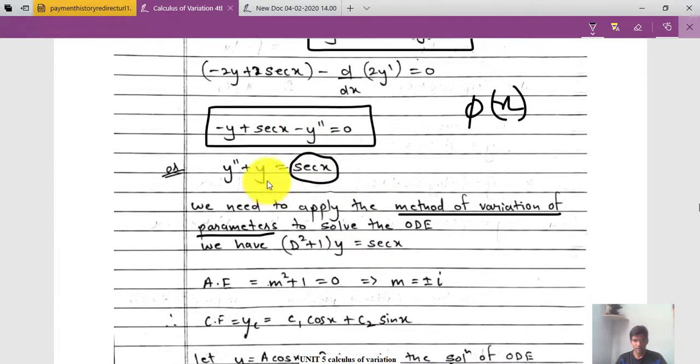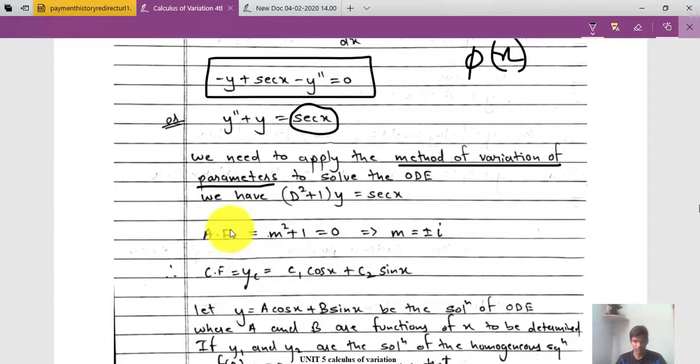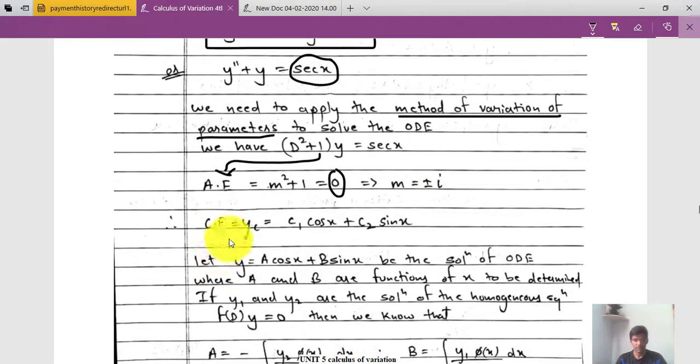So first thing is I need to find the auxiliary equation for this. The auxiliary equation is, I equate always to 0, so m square plus 1, right? This particular equation I can write as d square plus 1 y equal to sec x, and this is m square plus 1, so m is equal to plus or minus i. So the complementary function is c1 cos x plus c2 sin x.